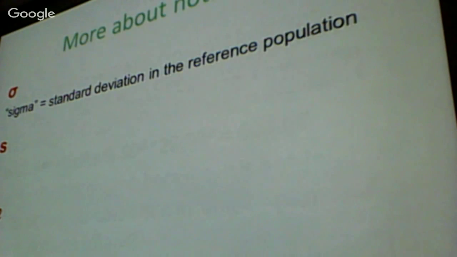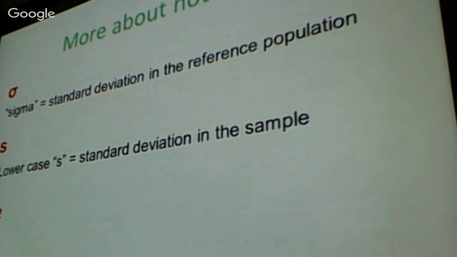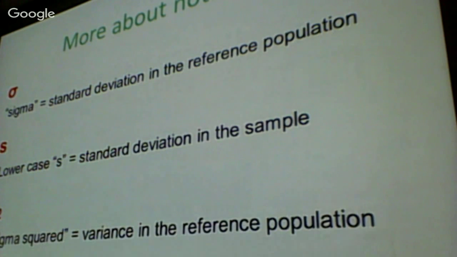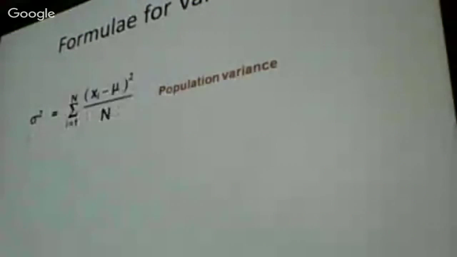So more about notation. The sigma, we mentioned, is the parameter, the standard deviation of the parameter. Small s is the standard deviation statistic in the sample. Sigma squared is the variance parameter, and s squared is the variance in the sample, the statistic. Makes sense. Okay, here is my formula for variance.